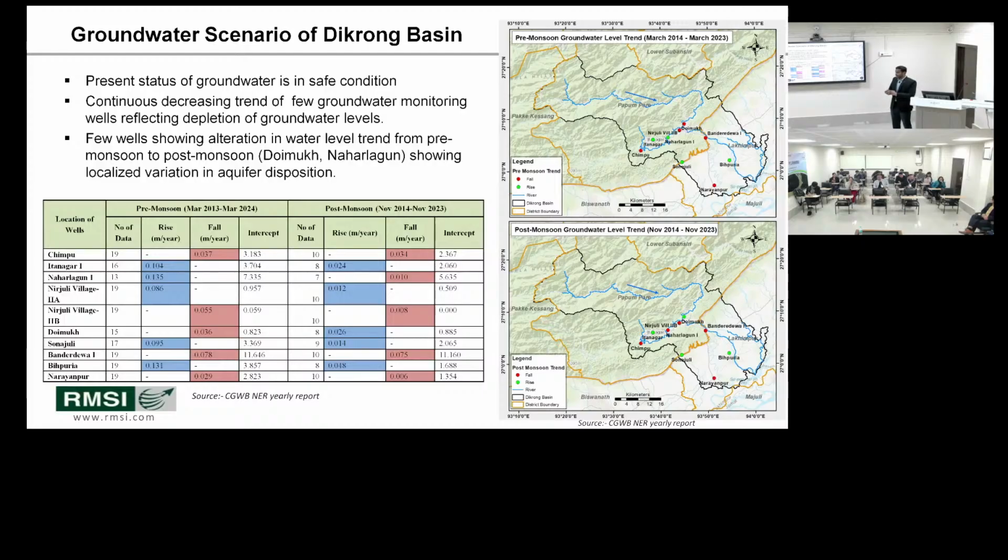Although the groundwater scenario is still safe, if you see some interviews, they have mentioned in the CGWB report that in pre-monsoon, in March, April, the water level reduces to 6 to 7 meter. So if your borehole is just above that, you won't get any water. They have also mentioned that in the lean season they won't get enough groundwater. So this was also there.